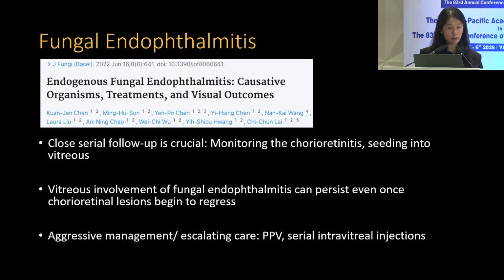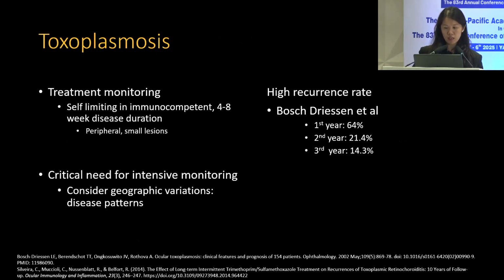I just want to emphasize, in regard to fungal endophthalmitis, that monitoring the chorioretinal lesions and their seeding into the vitreous is very important, as well as vitritis that's very persistent even when the chorioretinal lesions are already regressing. These conditions might indicate the need to escalate care, by doing pars plana vitrectomy or giving serial intravitreal injections. And lastly, toxoplasmosis in immunocompetent patients. It's often self-limiting, but recurrence is a real threat in toxoplasmosis.